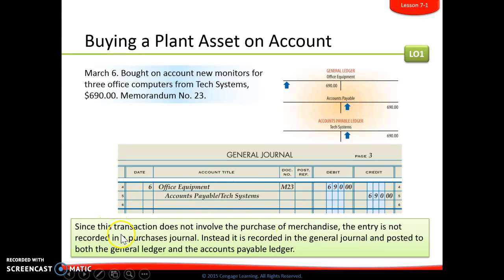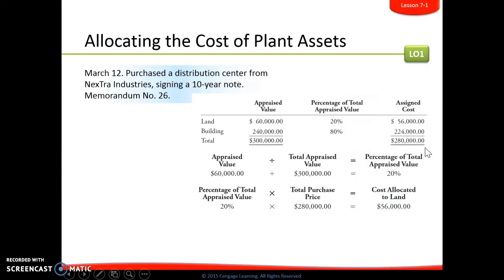Okay, so what they're talking about here is if we were purchasing merchandise, then it would go into our purchases journal. We're not buying merchandise, we're buying equipment, so therefore it's going to go into our general journal. And we should know that.